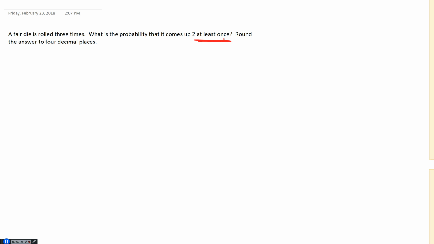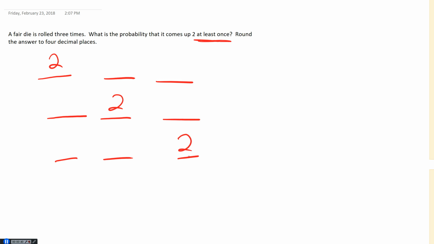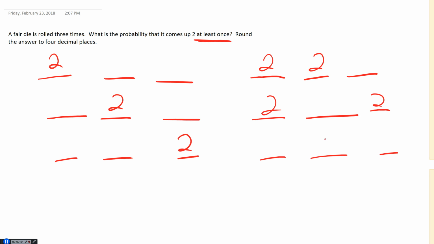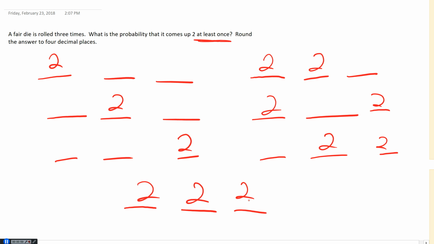The only way that this cannot happen, let's see here, we roll a die 3 times. We want a 2 to come up here, or here, or here, or we want a 2 and a 2, or a 2 and a 2, or a 2 and a 2, or we want all of them to be 2s. So we would have to figure out the probability for all of these things.